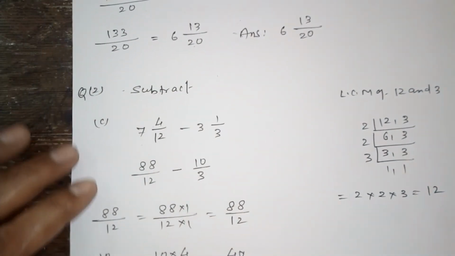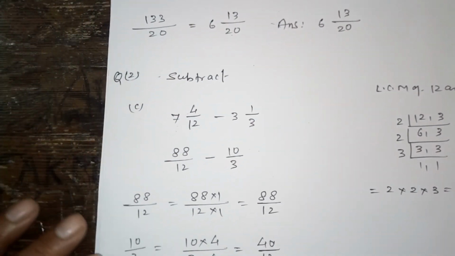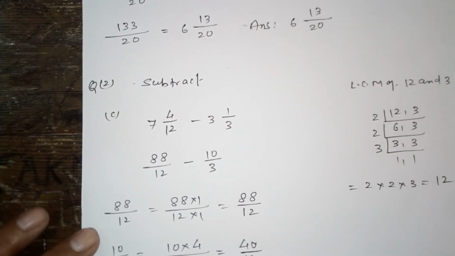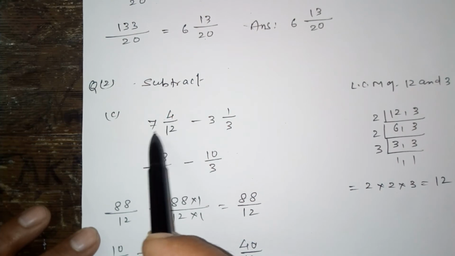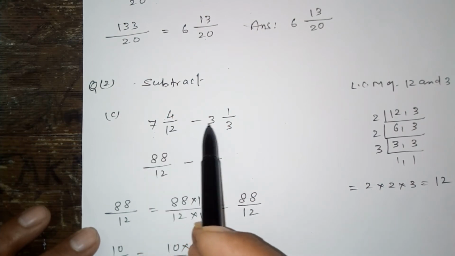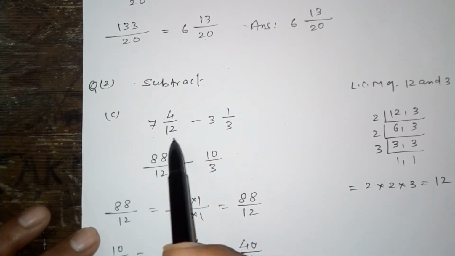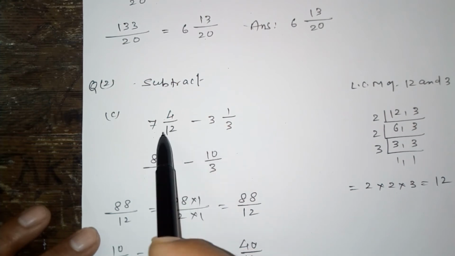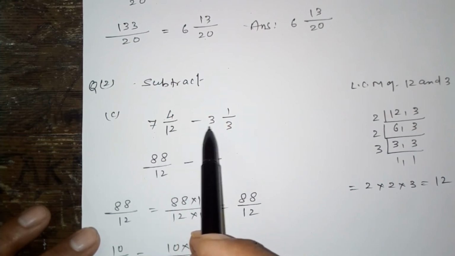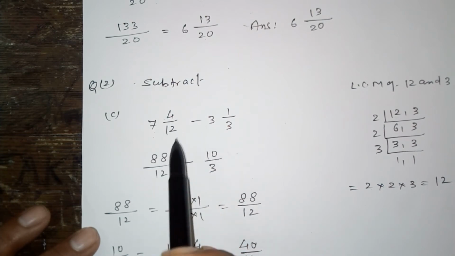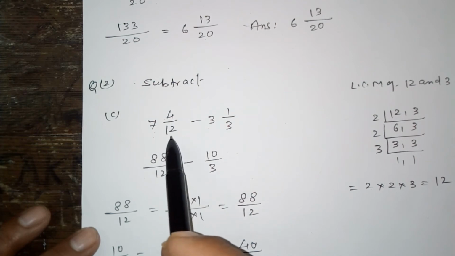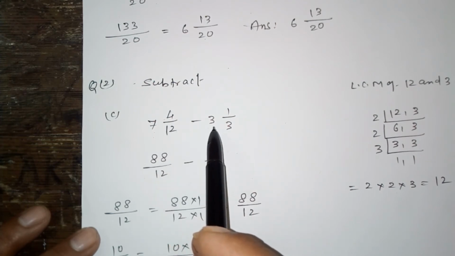We will discuss question number 2. In all these questions we will apply the same procedure. Subtract 7 and 4 upon 12 minus 3 and 1 upon 3. These two fractions are mixed fractions, and mixed fractions are converted to improper fractions.